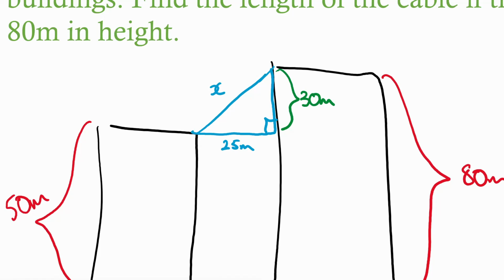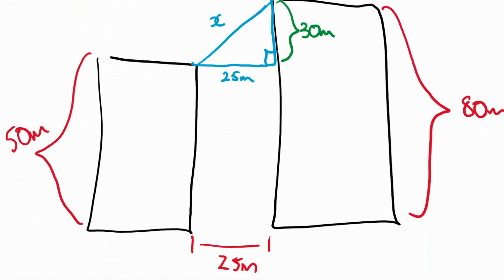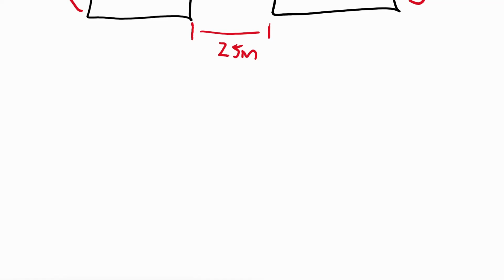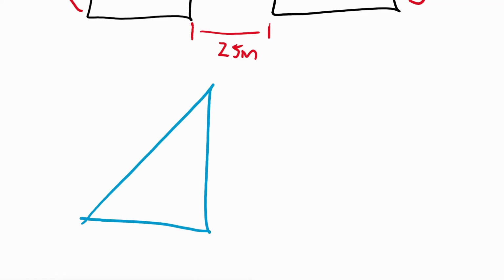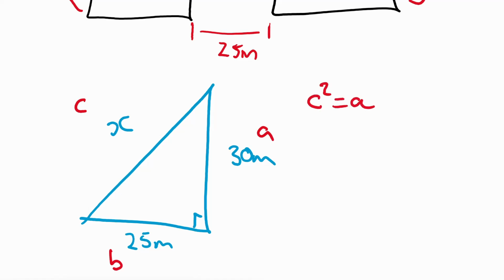Now, instead of continuing on with this diagram with the two terribly drawn buildings, I'm just going to go down here and create a bigger one. So here's my X, there's my 30 meters, there's my 25 meters. All right, I can start labeling my sides. Now remember, with Pythagoras Theorem, C is your hypotenuse. A and B don't really matter, so I'm going to put A and B there. Now remember, Pythag is C squared equals A squared plus B squared.